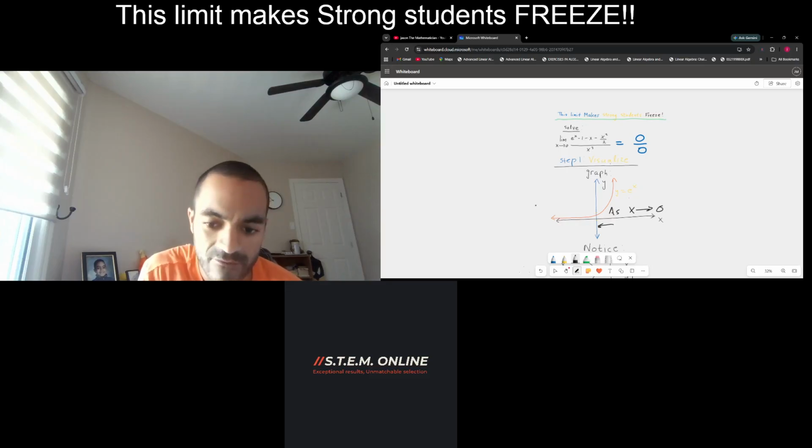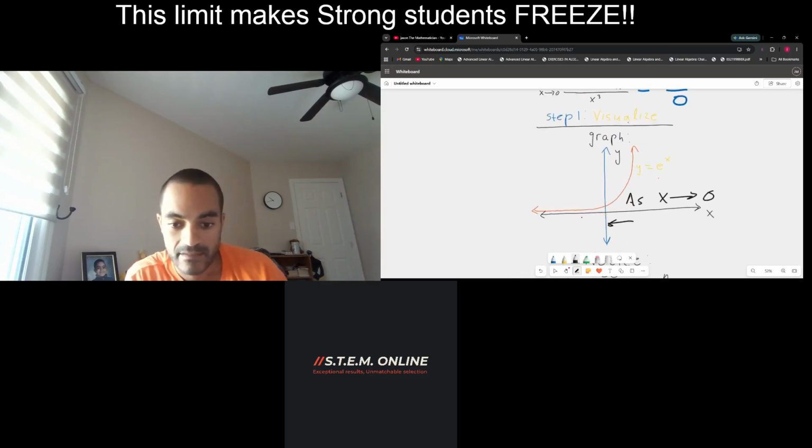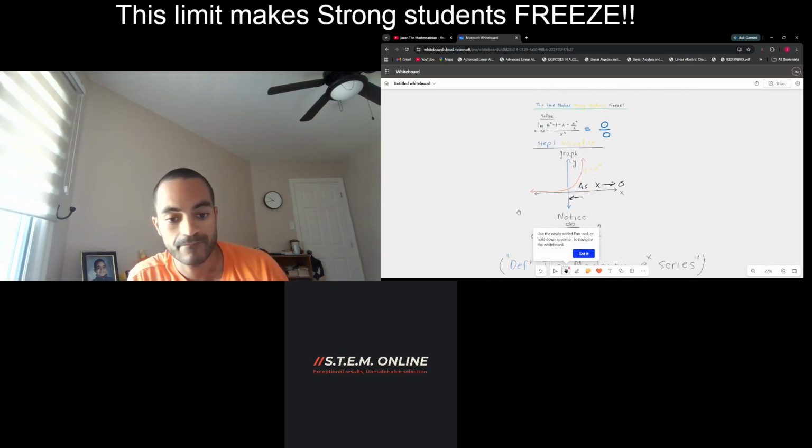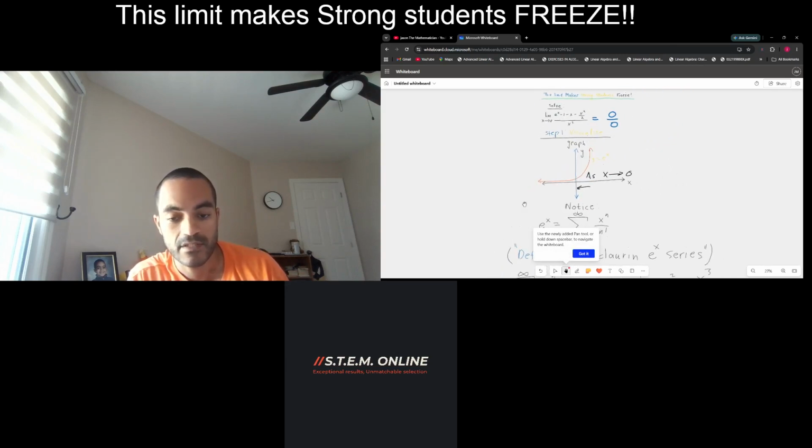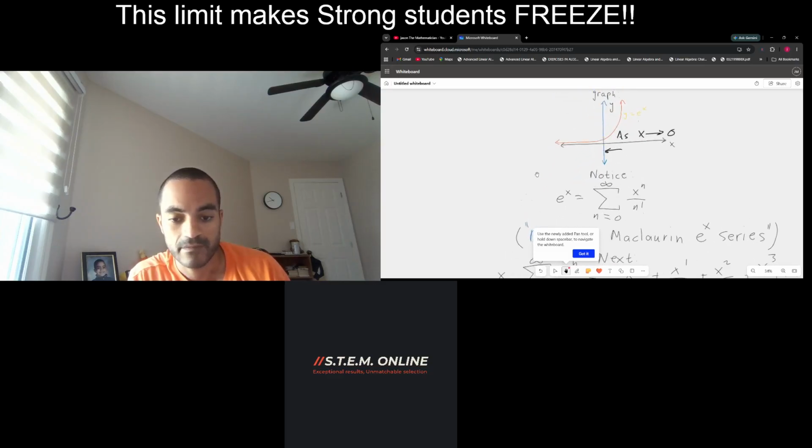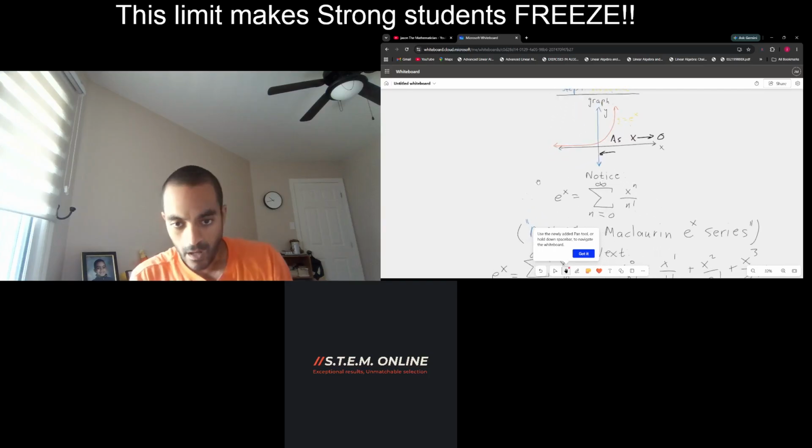There's a reason why I only graphed y equals e to the x, not the whole function, e to the x minus 1 and so on. My point is to show that if you have y equals e to the x, as x approaches 0, we are getting closer and closer to negative values of x, as you can see on the negative axis. So this is going to help us in how to evaluate this function.